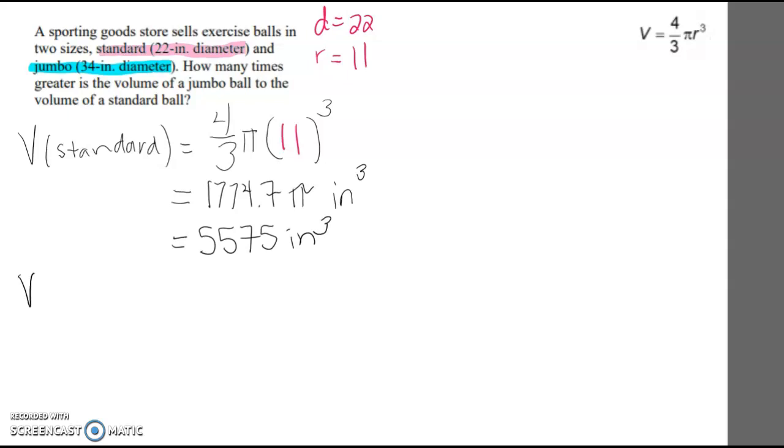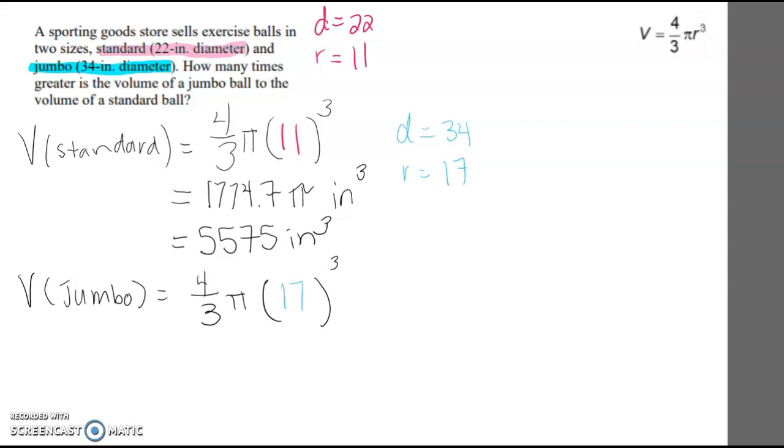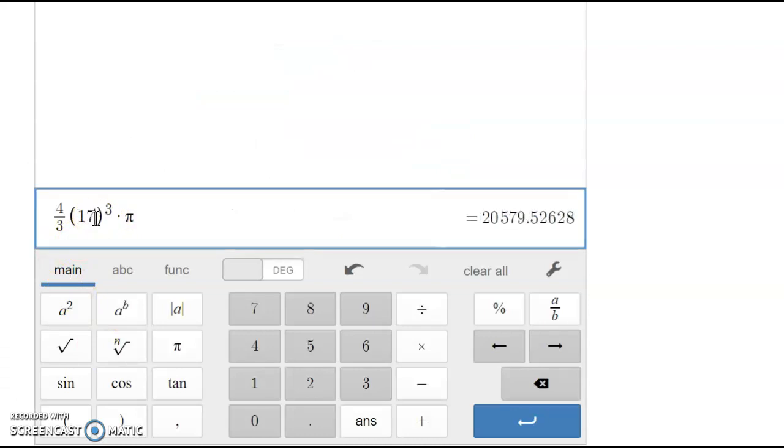Now let's find the volume of a jumbo exercise ball. So again, we're going to take 4/3 pi times the radius cubed. And again, for the jumbo ball, the diameter is 34. So to find the radius, I divide that value by 2, and I get 17. So we're going to plug in 17. 4/3, 17 cubed. I'm just going to replace that.